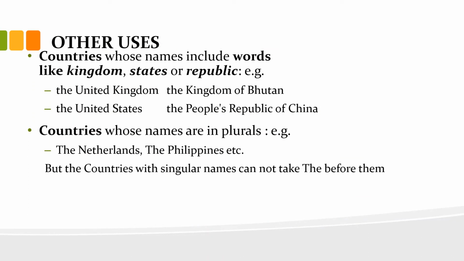As it has been discussed earlier, if the name of a country consists of only one word, then usually article the is not used. But if the name of a country includes the words like kingdom, states and republic, for example, the United Kingdom, the United States, the People's Republic of China, the Kingdom of Bhutan, we can use the before them. Similarly, if the names of countries are in plurals like the Netherlands, the Philippines, then also we can put the before them.